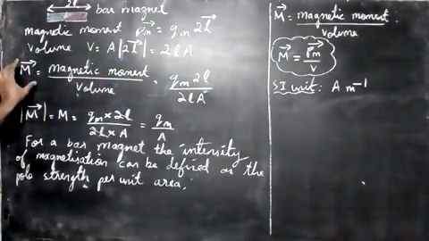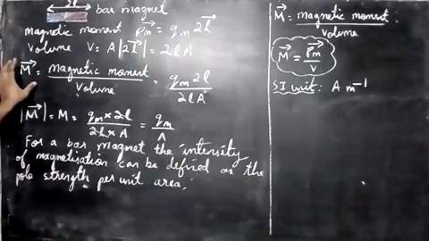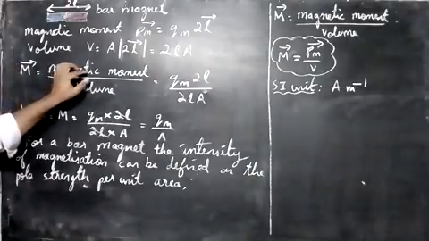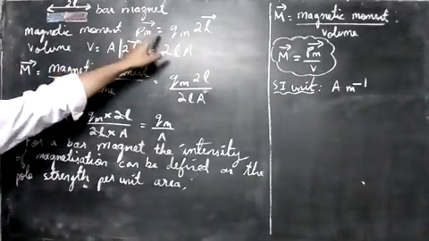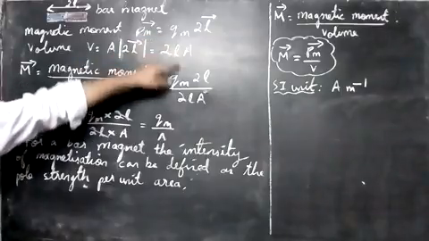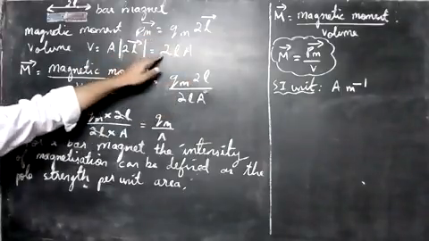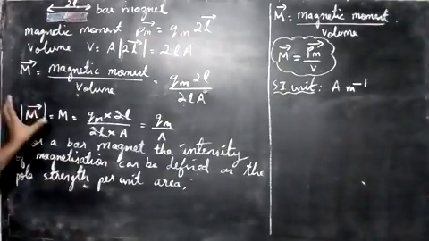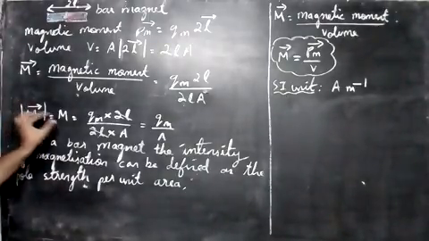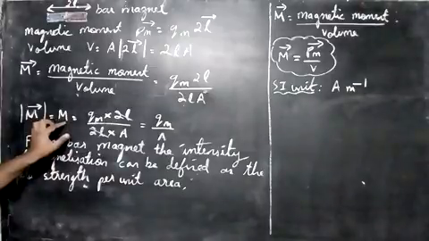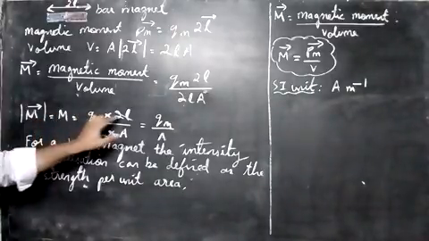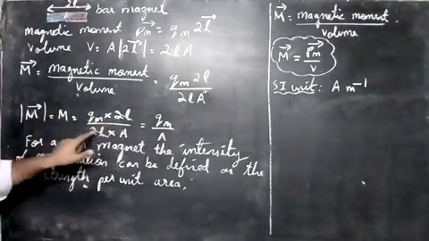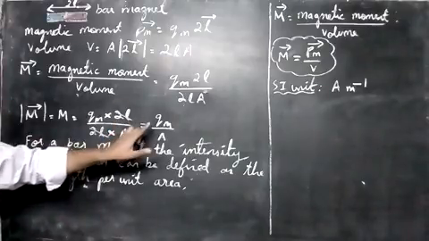Next we come to the definition, magnetic moment or magnetization. Magnetization means magnetic moment by volume. So substitute the formula here. Magnetic moment is Qm into 2L, by the volume, which is 2LA. If you take the magnitude, the vector symbol goes away. So we get magnetization equal to Qm into 2L by 2L into A. So 2L cancels, and we get Qm by A.